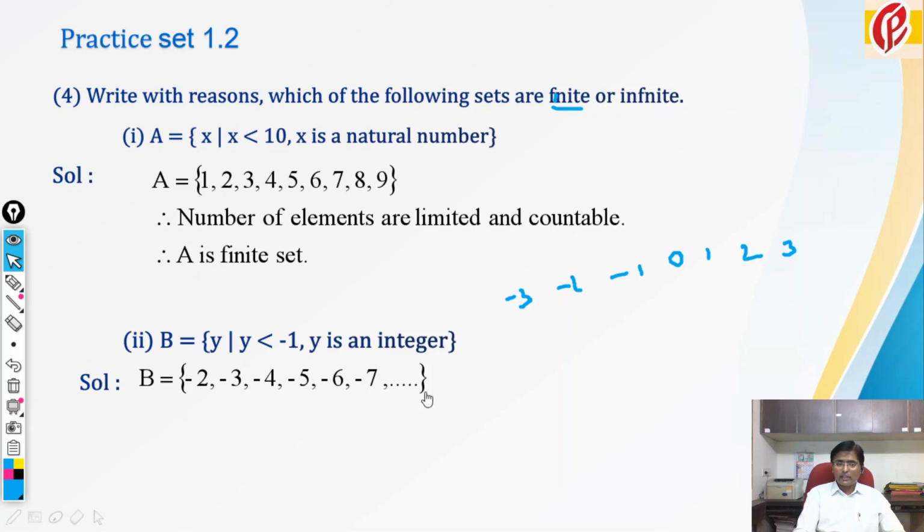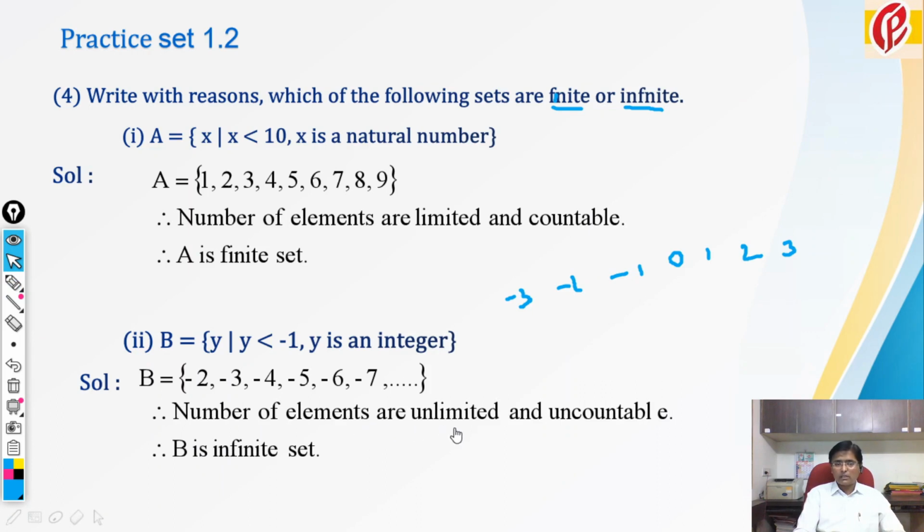So the dots indicate the unlimited and uncountable elements. So B is what type of set? B is an infinite set. So here the number of elements are unlimited and uncountable, therefore B is an infinite set.